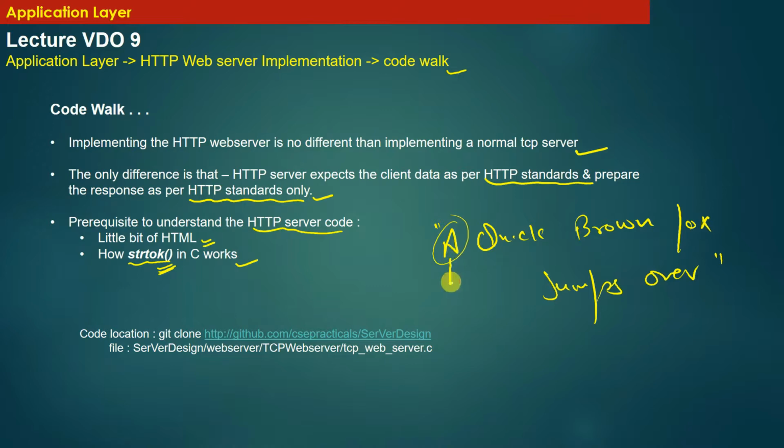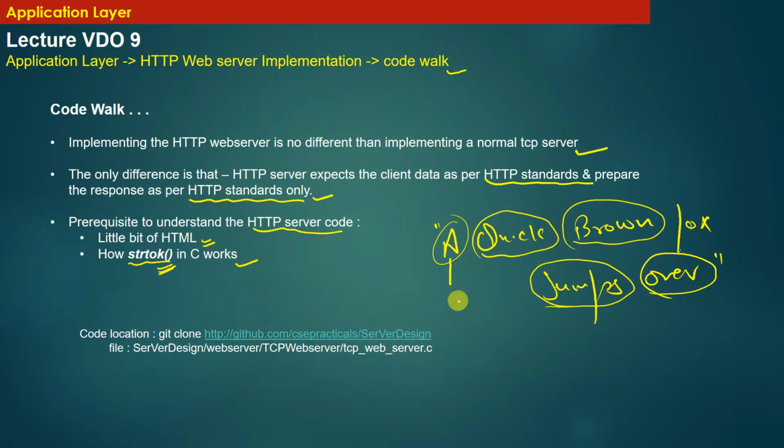The first token will be "a", the second token will be "quick", the third token will be "brown", the fourth token will be "fox", the fifth token will be "jumps", and the sixth token will be "over". So you can see that this string is split based on space as a delimiter. This is how the strtok function in C works. It can split a given string based on a certain delimiter, right? In this example, our delimiter is space.